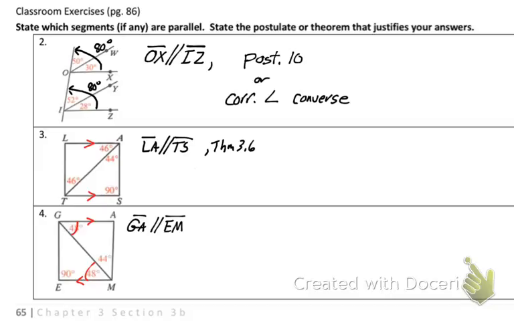Doesn't that mean GE is parallel to AM? No, not for the same reason. Look at the angle that 48 forms. Look at the angle at the bottom that 48 forms. Do either one of those create AM or GE?